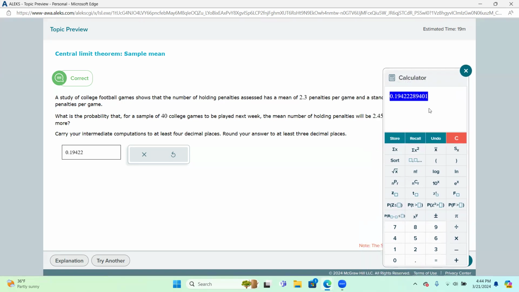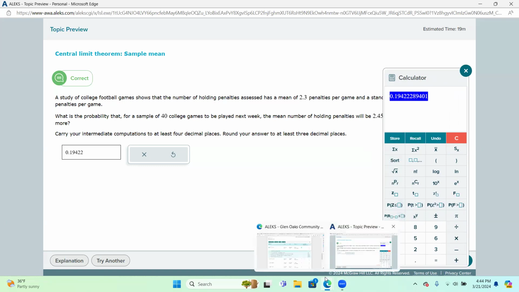So I would suggest practicing with the calculator and ALEKS as much as you can now so that you are prepared for the final. And I will try to do more examples like this in the notes.